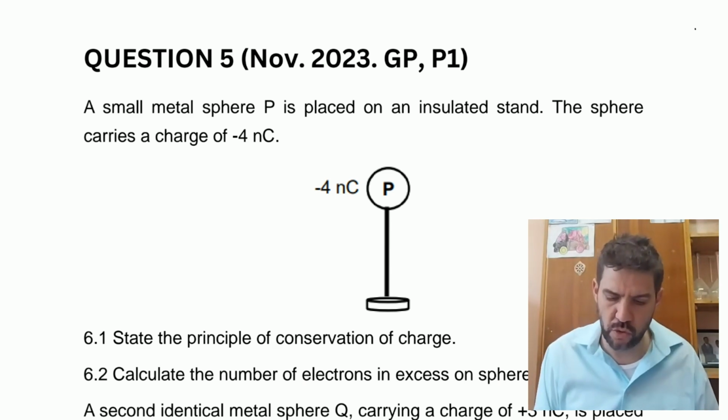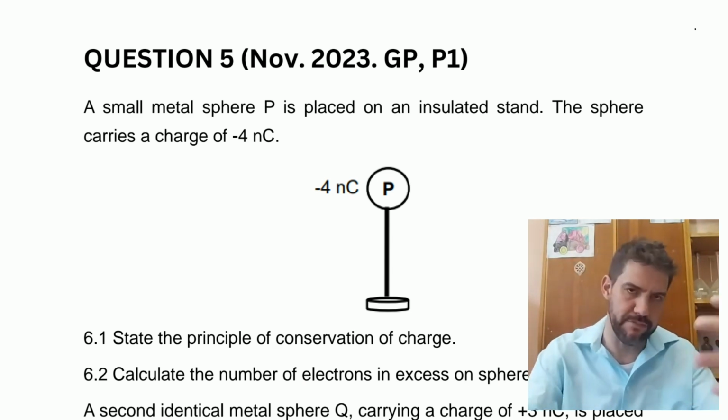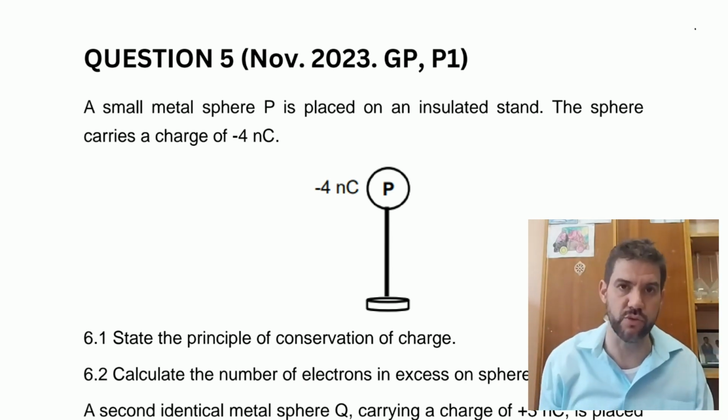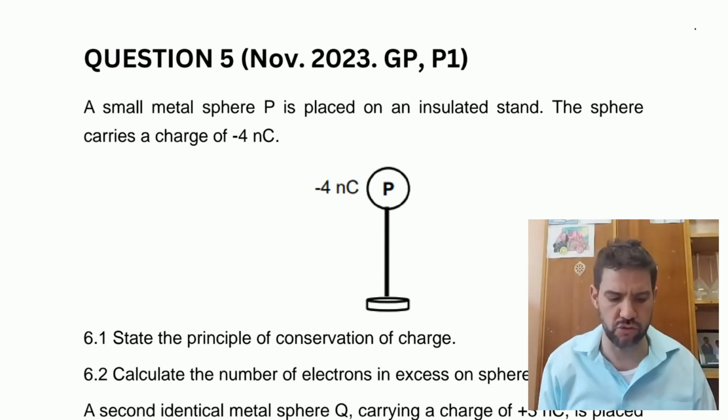Well, this one was question 5 done in the Gauteng province in 2023, and it's a good question. So let's go to the question. The question says a small metal sphere P is placed on an isolated stand. The sphere carries a charge of -4 nanocoulombs.